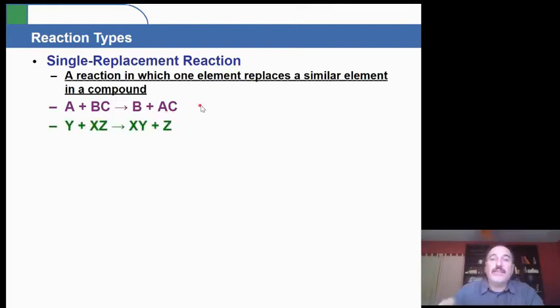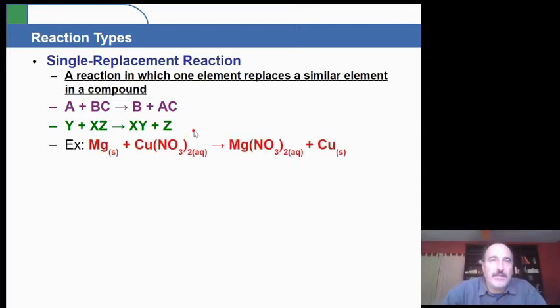Now, instead of replacing the first element, you could also replace the second one, like the anion in the compound. So here you have element Y replacing Z. At the end, Y is now bound with X, and Z is all by itself. Either way, it's still a single replacement reaction.